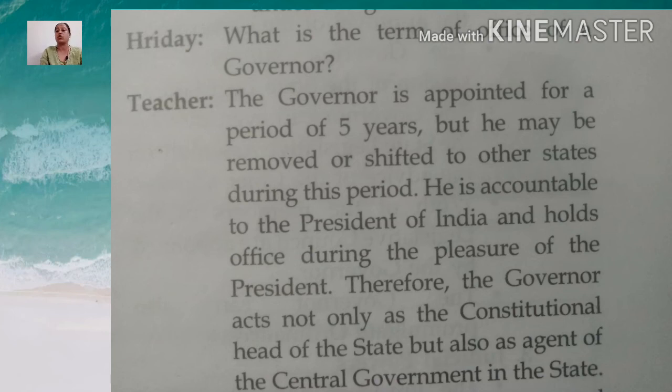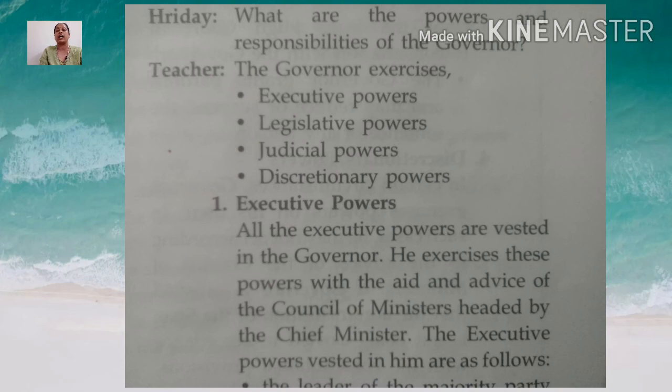So Harry is now asking the question, what are the powers and responsibilities of the governor? What kind of powers do governors have, and the responsibilities also? The governor exercises executive powers, legislative powers, judicial powers and discretionary powers also. So what are the executive powers? All the executive powers are vested in the governor and he exercises these powers with the advice of the council of ministers headed by the chief minister.